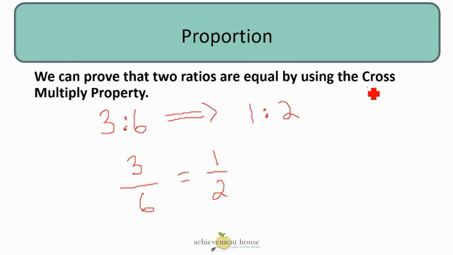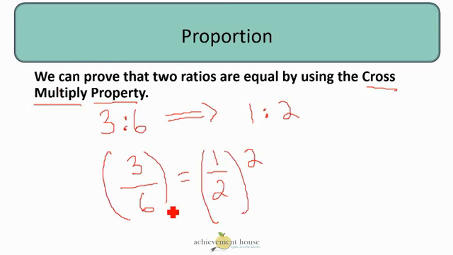We're going to use what's called the cross multiply property. We're going to cross multiply. We're going to multiply each side by 2. So I'm multiplying this side by 2. That's what it's going to look like, because the 2's will divide to 1 over here. So really, I'm going to multiply by 2 over here. And then I'm going to multiply both sides by 6.